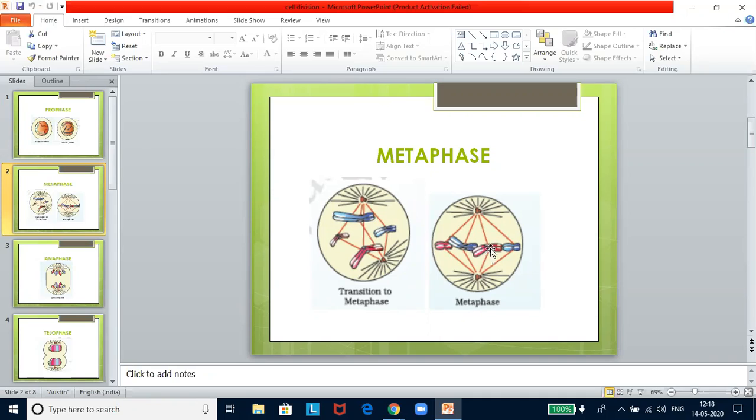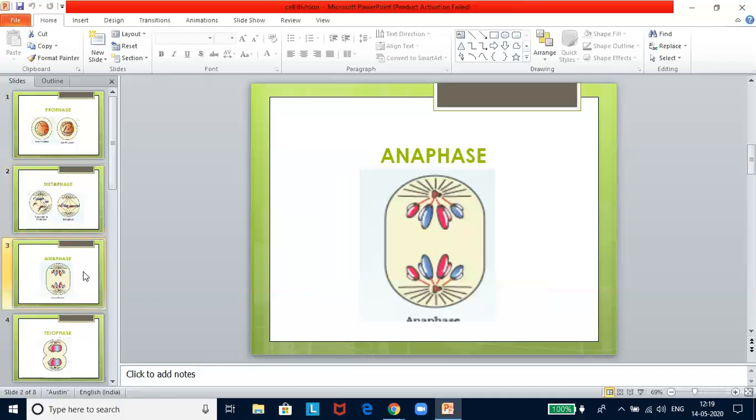At late metaphase, centromeres will divide and now chromatids of each chromosome are ready to be separated. So this is the transition to the metaphase. You see that from the prophase, they are all trying to align at the equatorial region, and in the metaphase, they have aligned at the equatorial region. Ana is going up. So meta is coming to the middle, ana is going up.